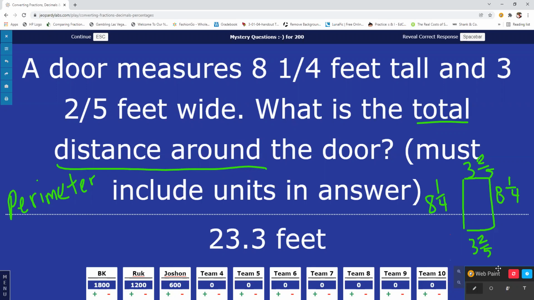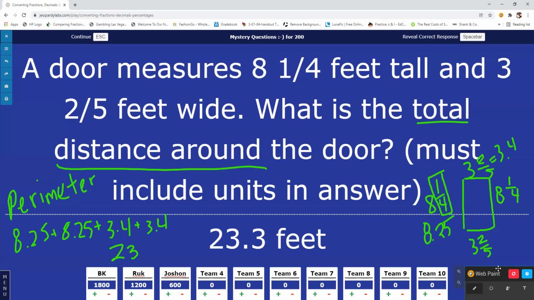If I have 8 1/4 and want to convert that to a decimal, I focus on my fraction. 1 divided by 4 gives you 0.25, so that's 8.25. Then 2 divided by 5 gives you 0.4, so that's 3.4. So we're going to say 8.25 plus 8.25 plus 3.4 plus 3.4. Let me double check that. 8.25 plus 8.25 plus 3.4 plus 3.4. Yep, that's going to give us 23.3 feet.